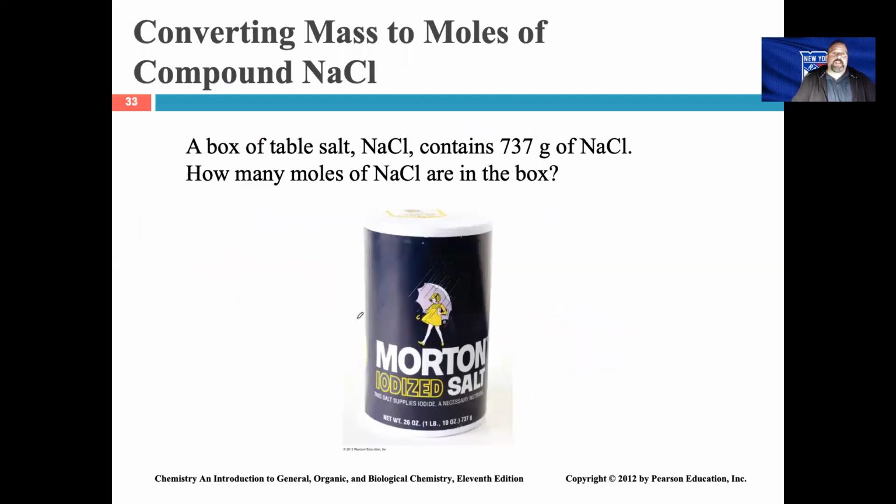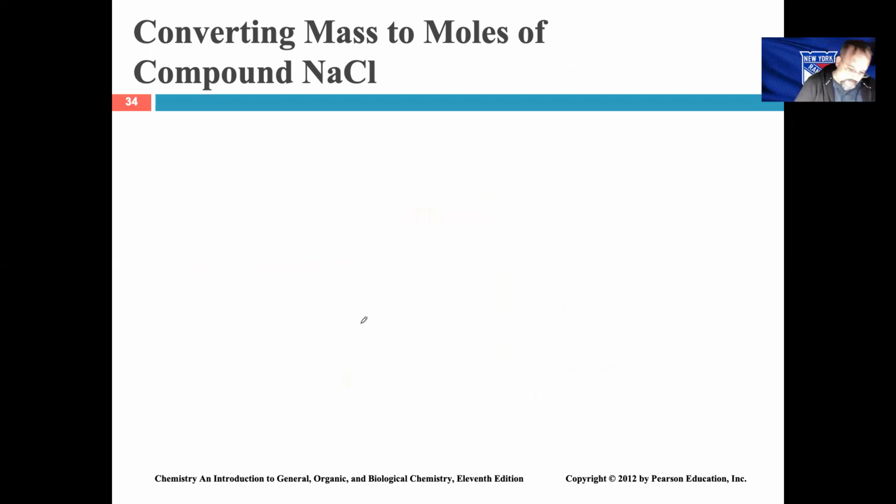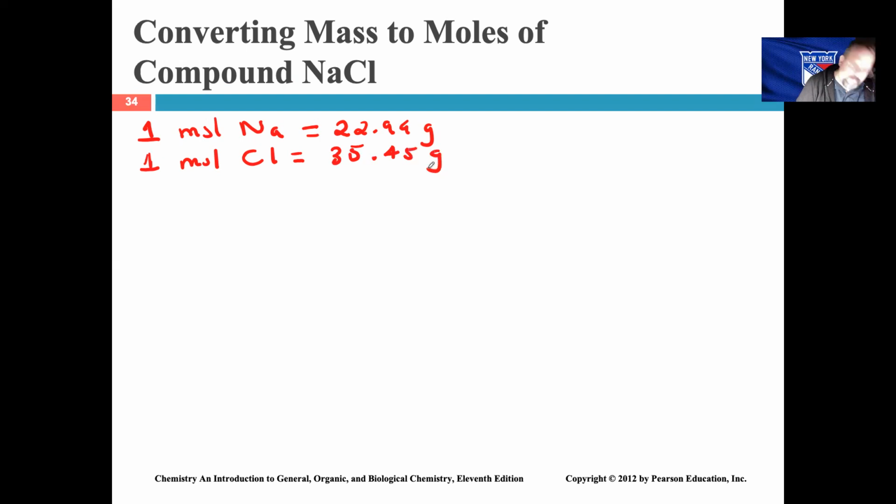So here's an example where we're going to convert mass to moles of an ionic compound, sodium chloride. A box of table salt, sodium chloride, contains 737 grams of sodium chloride. How many moles of NaCl are in the box? Okay. So periodic table, 1 mole of sodium would be equal to 22.99 grams. 1 mole of chlorine would be equal to 35.45 grams.